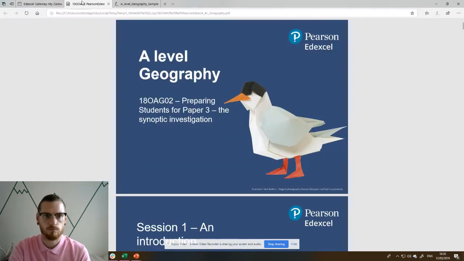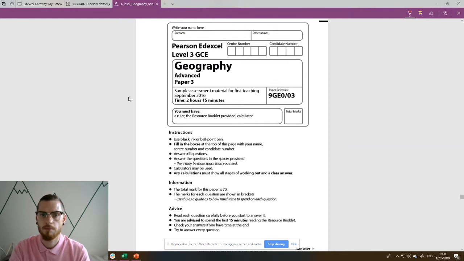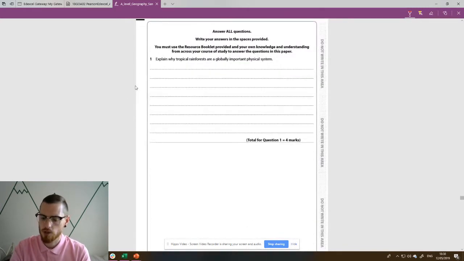So here it is. We know paper 3 is 2 hours and 15 minutes long, and it's worth 70 marks. Scrolling down, first question. It is worth 4 marks, and it is an explain question. I've got: explain why tropical rainforests are globally important.